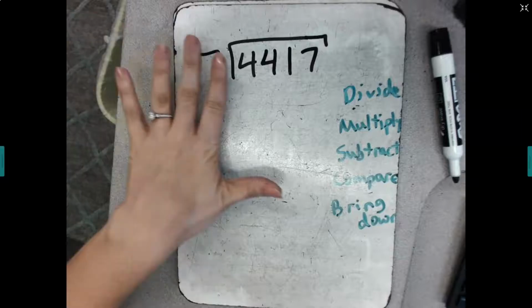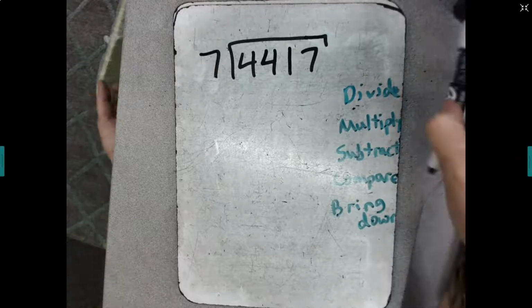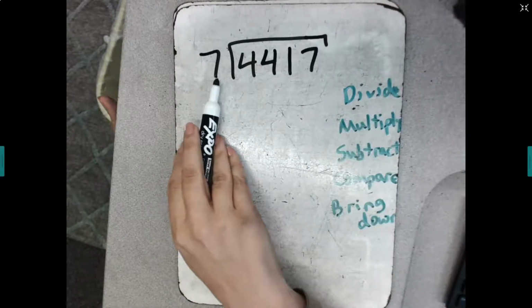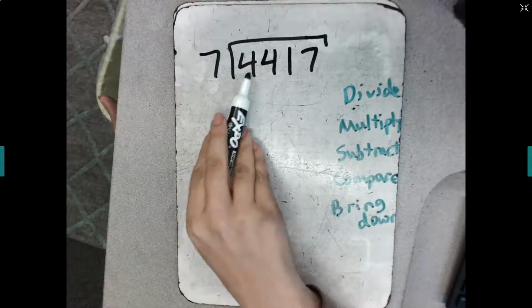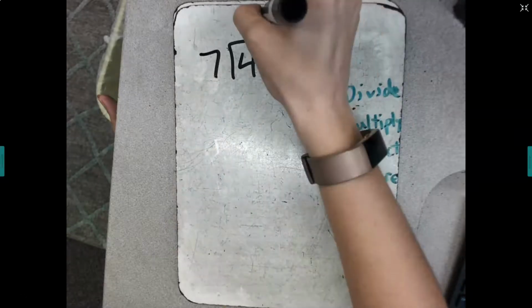We're going to talk about dividing when you have a 4-digit number divided by a 1-digit number. Okay, so let's start with our first step, which is divide. How many groups of 7 can I make from 4? I can't make any groups, so then I'm going to be thinking about 44. Okay, I can make 6 groups of 7.